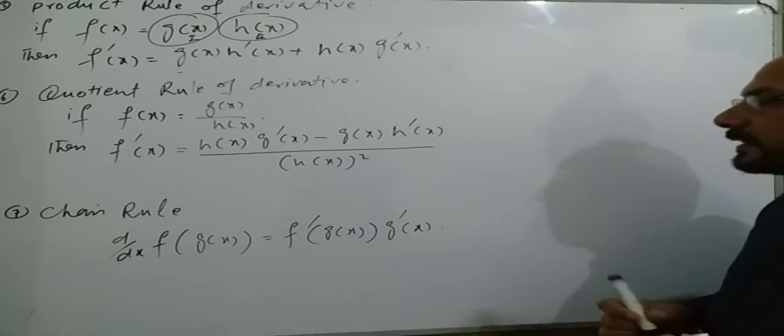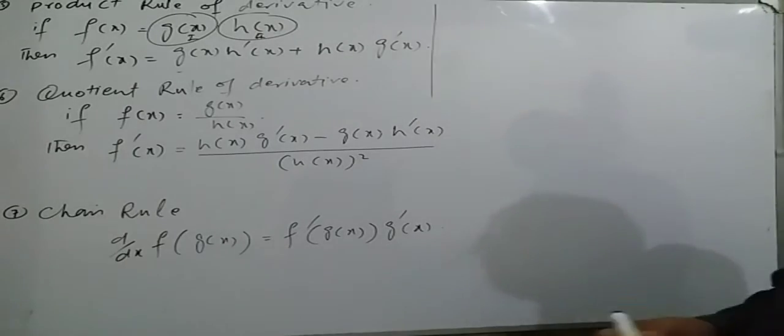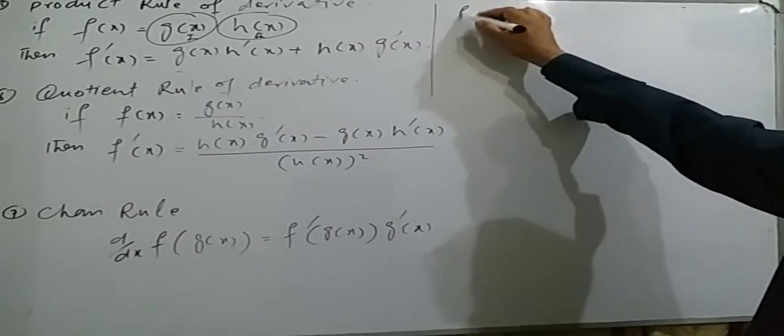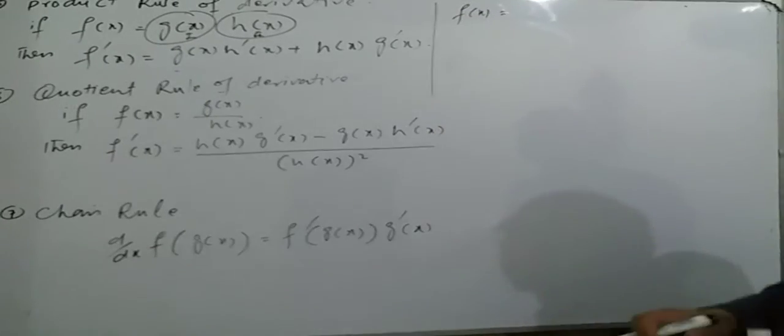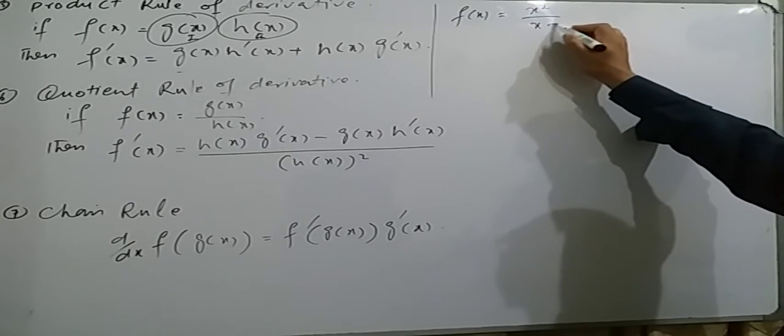Let me solve an example related to the quotient rule. For example, we have a function f of x equal to x square divided by x plus 1.